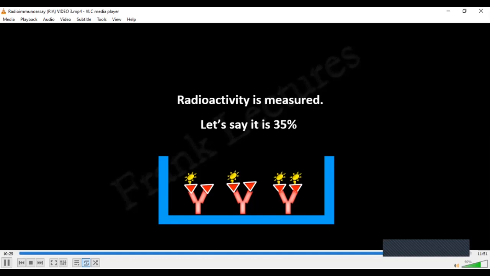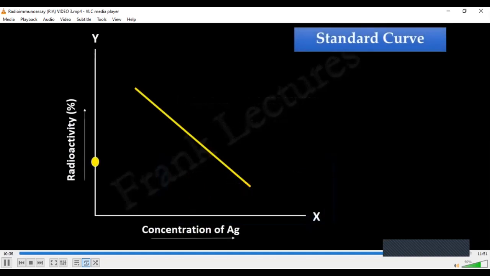The well is rinsed to remove unbound antigens, and radioactivity is measured. Let's suppose the radioactivity measured for this well is 35%. Decrease in radioactivity indicates the presence of antigen in the patient's serum. We will extrapolate this value of radioactivity in the standard curve. Thus, we will get to know the quantity of antigen present in the patient's serum.